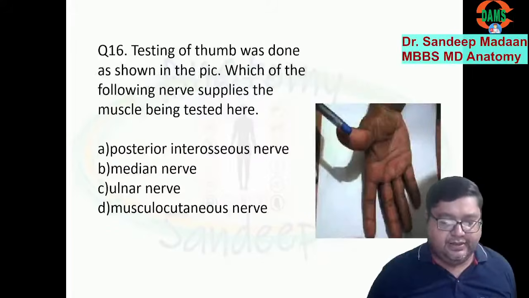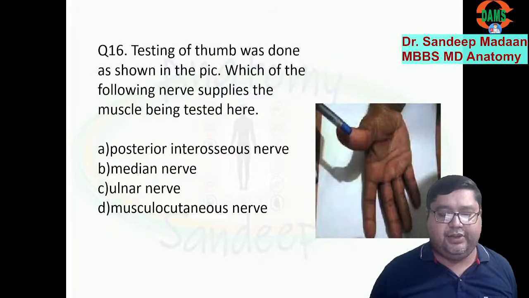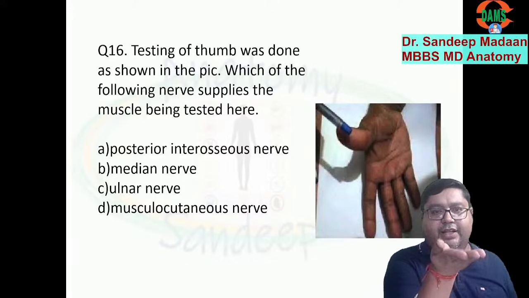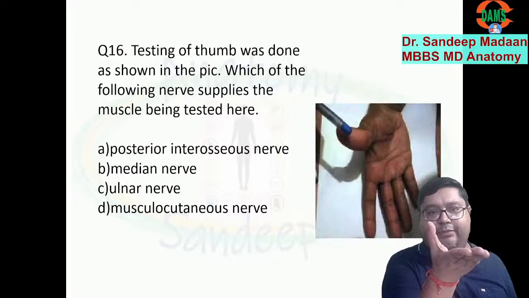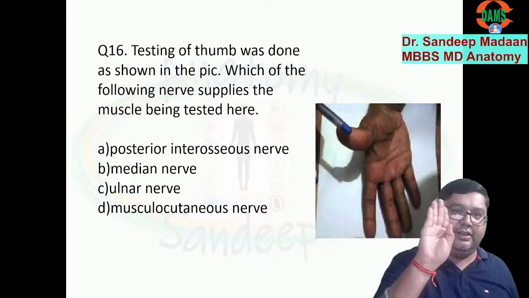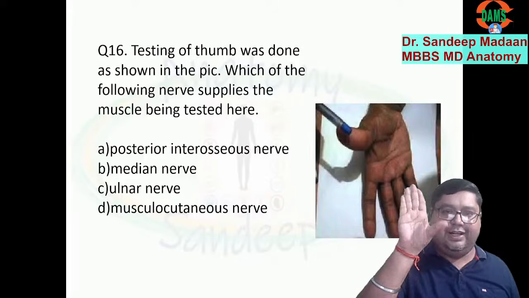All right. What is this testing of the thumb? We are doing the abduction. What is this action? ये क्या है? Plane से away जाना. Away क्या होता है? Abduction. This is abduction. This is adduction. This is extension. This is flexion. You understand? Flexion, extension, abduction, adduction.